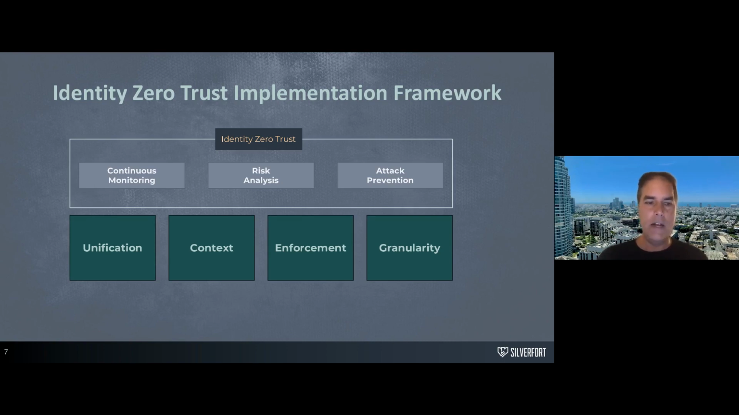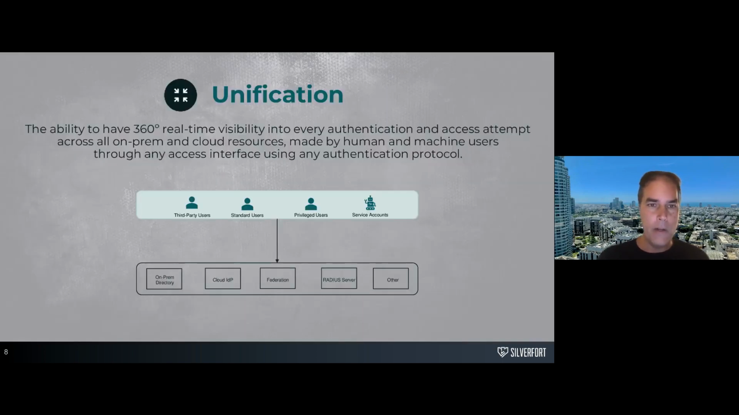So all of that is now leading us to these 4 pillars, and I'm going to talk about each one. We're going to talk about the concept of unification, also context, enforcement, and granularity. So holistically, it's a tool to use in terms of assessing where you are with zero trust and where to go from here. So let's get into it.